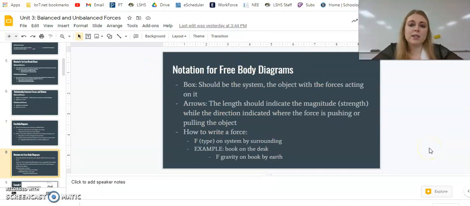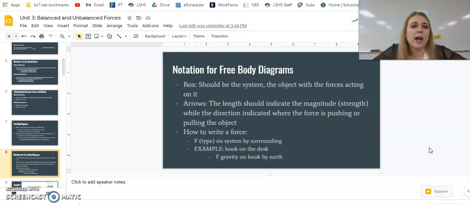A couple things to note is the notation for free body diagrams. With free body diagrams, we have the box. This should be the system and the object that the forces are acting on. So you will want to write in what the system actually is. There are arrows. The length should indicate the magnitude, or the strength, of the force that's acting on it. And it should also indicate the direction the force is pushing or pulling the object.